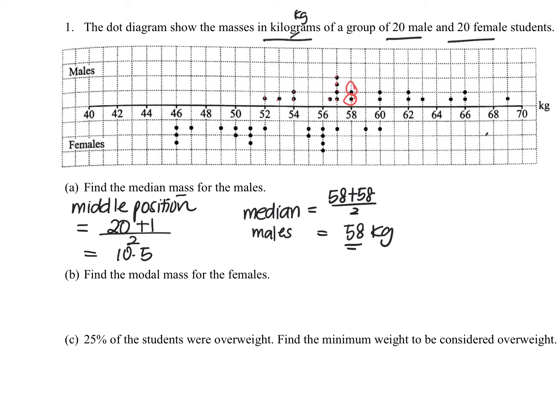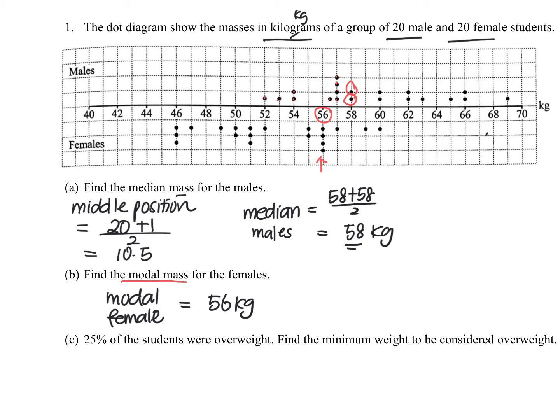Alright, next one, find the modal mass for the female. The mode actually means the one with the highest frequency, the number that is repeated the most often. So you can see that this data value here, 56, is the one that's repeated the most often. So the modal mass for female will be equal to 56 kg.